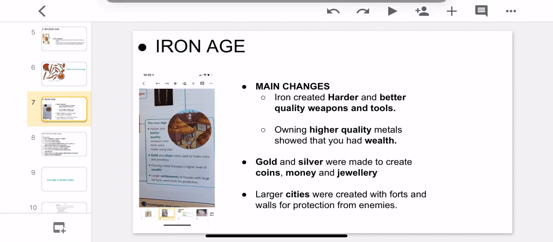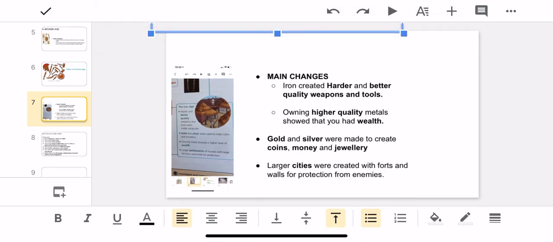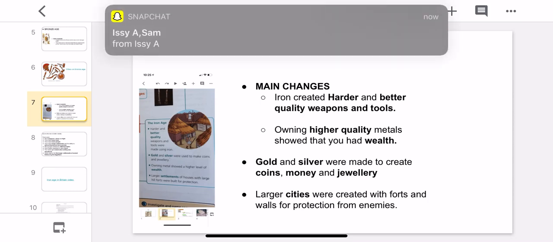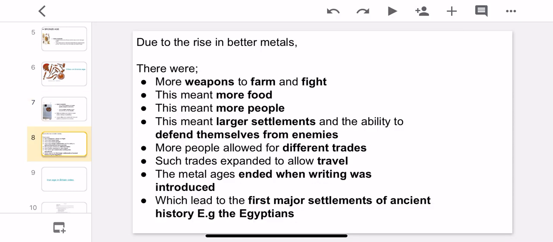Larger cities were created with forts and walls to protect the city against enemies. Due to the rise in better metals, there were more weapons to farm and fight. This meant that there was more food. Because there was more food, there were more people. This meant that larger settlements had the ability to defend themselves from enemies.